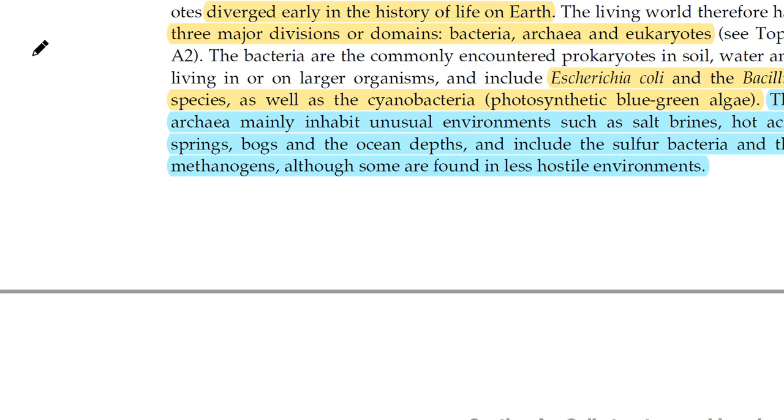Where are these eubacteria as well as archaea found? What is their habitat? Bacteria or eubacteria are found in soil, water, or living in larger organisms, which include E. coli and Bacillus species. Also cyanobacteria, which come under eubacteria. These cyanobacteria are blue-green algae.